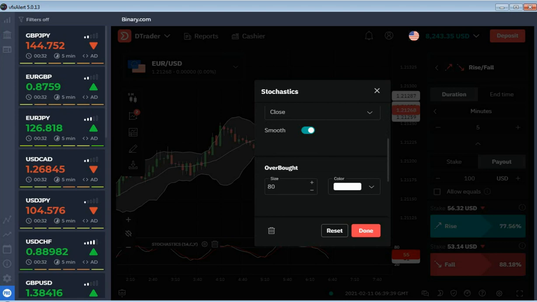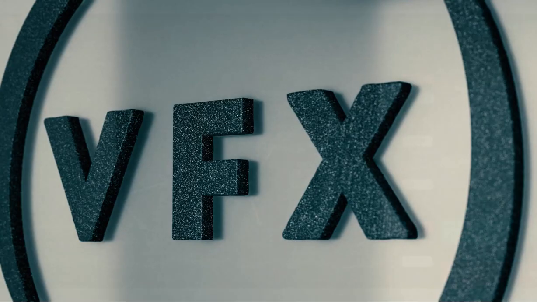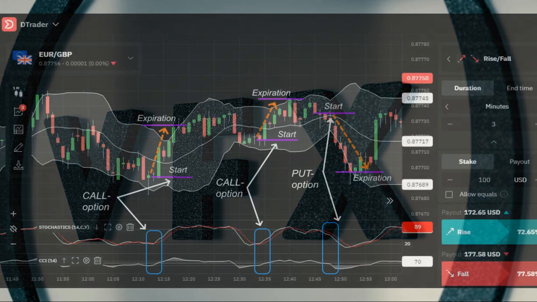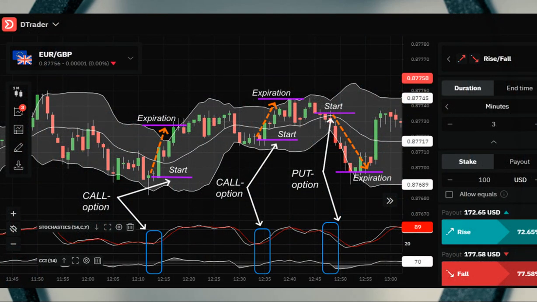After installing the tools, the terminal's working window looks like this. On the screen, trading signals and open options when the following conditions are met. Once again, we remind you that options are opened when the current trend ends with a confirmed price reversal. Rise, call option: the price goes beyond the upper limit of the Bollinger Band and then returns to the channel.